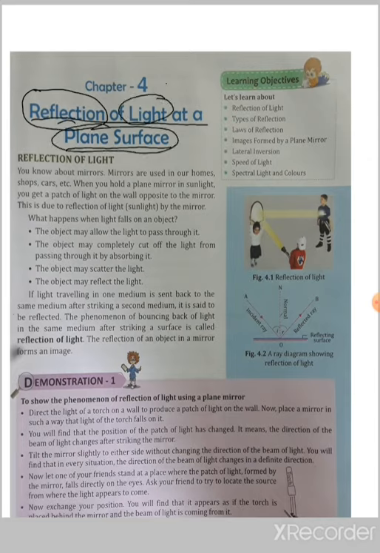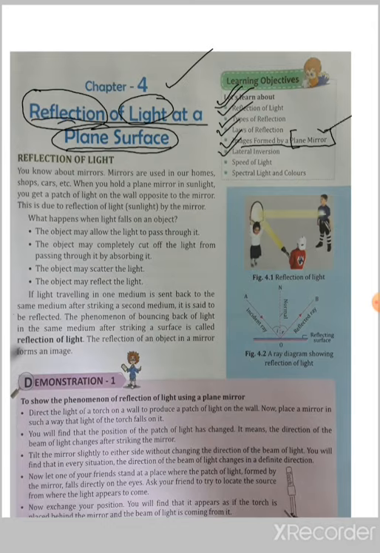In this chapter we are going to cover these topics. Number one is reflection of light. We'll understand what we mean by reflection of light. Then we will learn types of reflection, then laws of reflection. Then we'll see images which are formed by a plane mirror. You know what is a plane mirror? The mirror that you have at your home, looking at which you comb your hair and dress yourself. That is what we call a plane mirror.